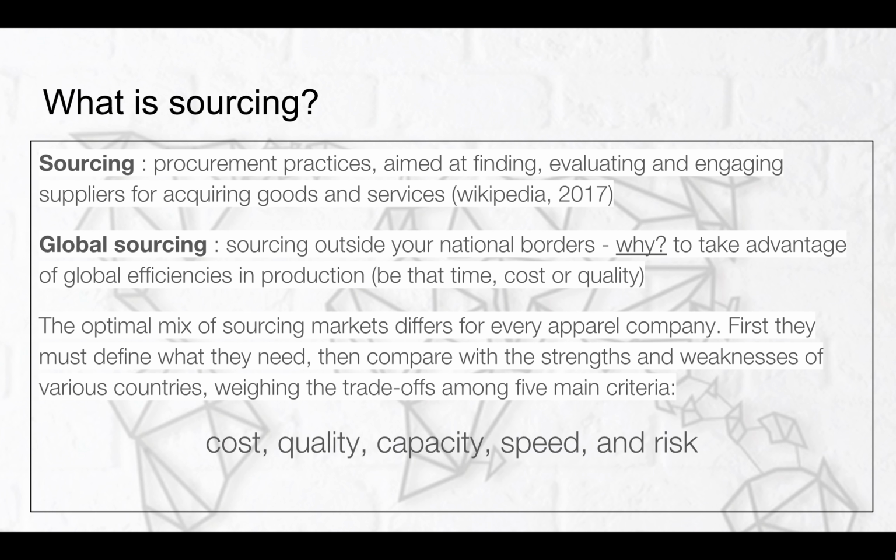The optimum mix of sourcing markets differs for every apparel company. First, they must define what they need, then compare with the strengths and weaknesses of various countries, weighing the trade-offs among 5 main criteria. Cost of the product, quality of the product, capacity of the factory, speed at which they can make it, i.e. your lead time, and the risk. What is the risk to you as a supplier for sourcing from this factory?